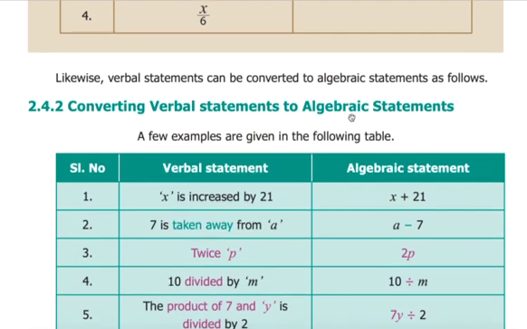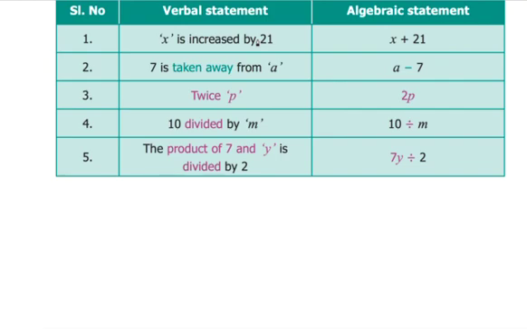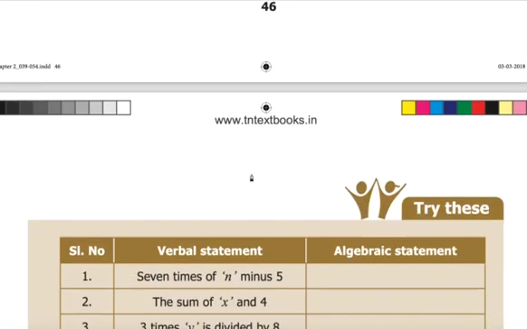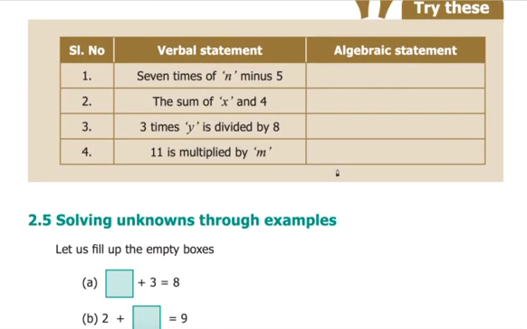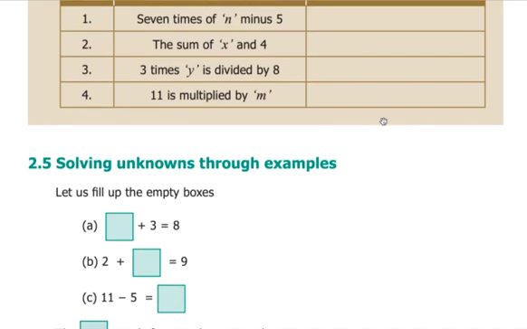Likewise, verbal statements can also be converted into algebraic statements. x is increased by 21 means x plus 21. 7 is taken away from a, a minus 7. Twice p, 2p. 10 divided by m, 10 by m. The product of 7 and y is divided by 2, 7y divided by 2. Now you do these things. Okay. 7 times of n minus 5, 7n minus 5, like that.